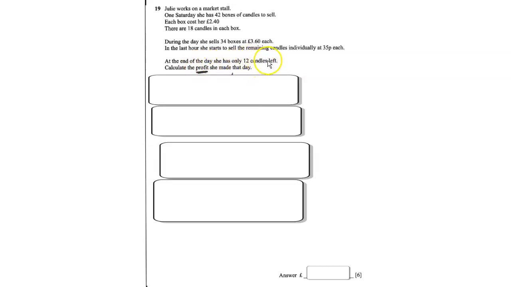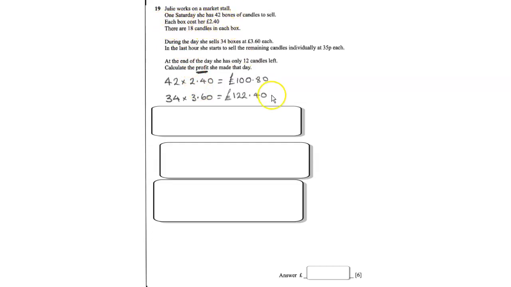So when you're dealing with profit and loss, you have to get the total bought against the total sold, to get the profit from that. So to begin with, I did 42 times £2.40. So that's the first two sentences there. So we're finding out the total it cost her for those candles, which was £100.80.